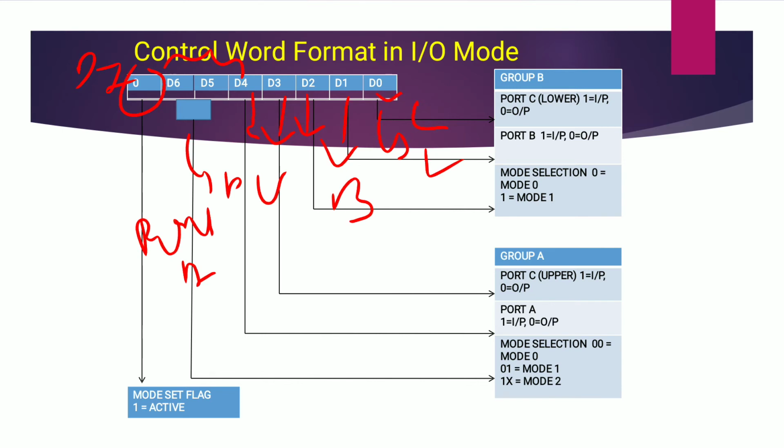This bit, D0, is for port C lower. When it is set to 1, it acts as an input port, and when set to 0, it acts as an output port. Now the D1 bit. This is for port B. It acts as an input port when set to 1 and as an output port when 0. Now bit D2 is the mode selection for port B. If it is set to 1, then it works as mode 1. If it is set to 0, then it works as mode 0.